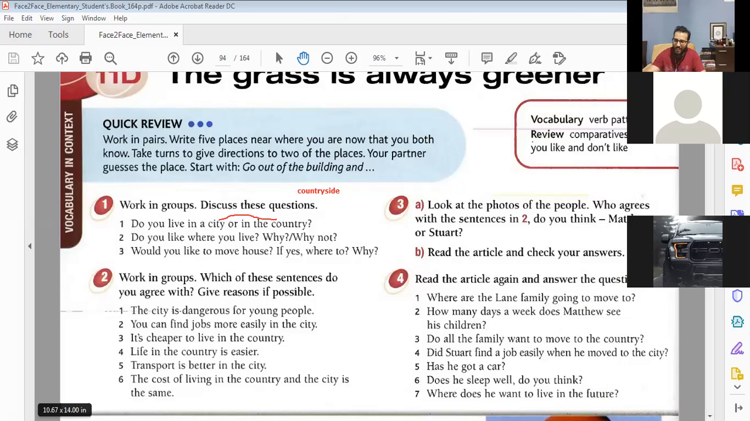Because in your country there's no electricity. No. Yeah, maybe no future in your country. Yes. Yeah.